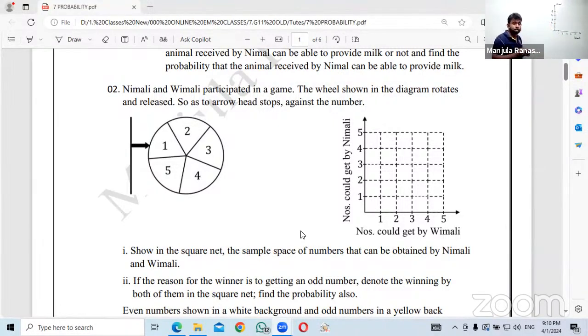Now argue by yourself whether these same events can happen in both cases for Nimali and Vimali. Argue yourself, common sense, right? What they are doing is rotating a wheel, and Nimali sees her number, and Vimali also sees her obtained number. So can't we take Nimali 1 and Vimali 1, the same number, can't we take?